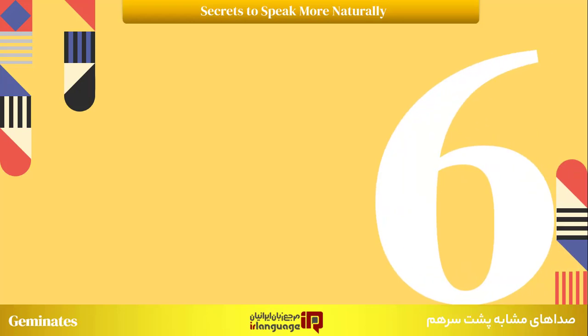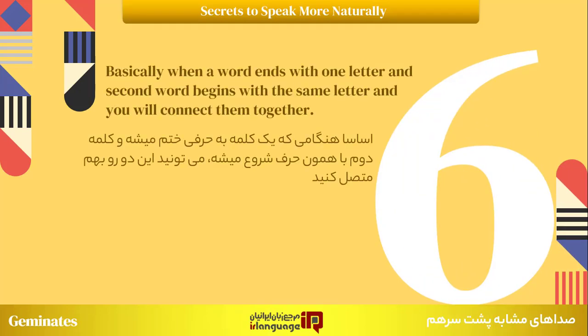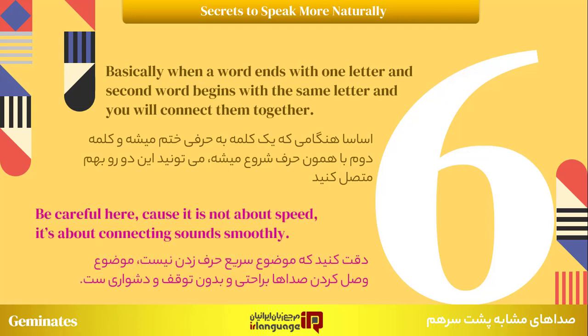Tip number 6, geminates. Basically, when a word ends with one letter and the second word begins with the same letter, you connect them together. Be careful here because it is not about speed, it's about connecting sounds smoothly.